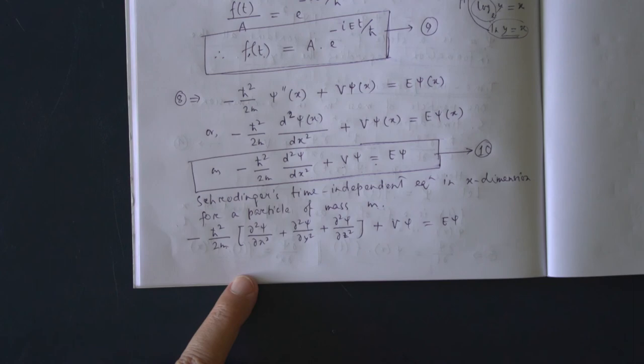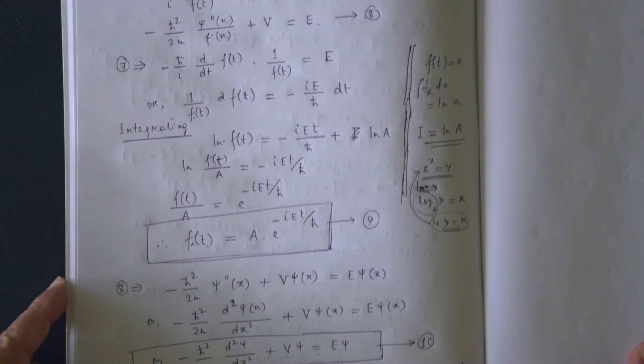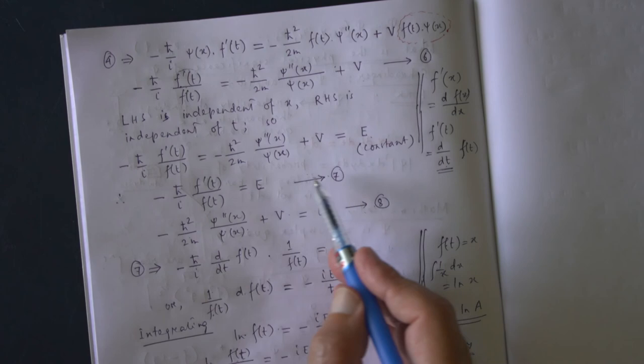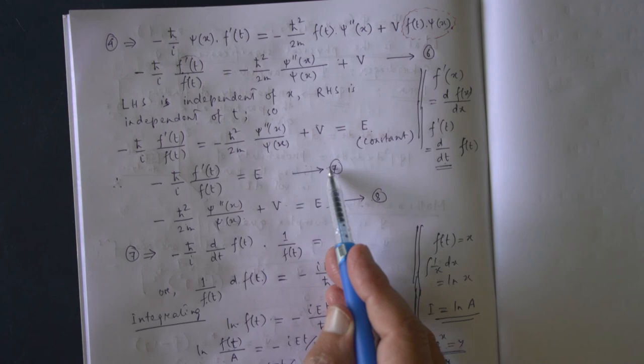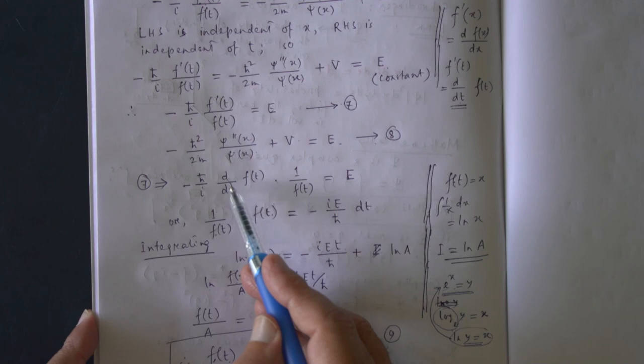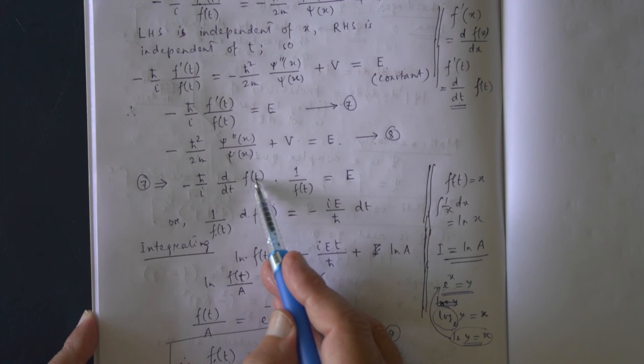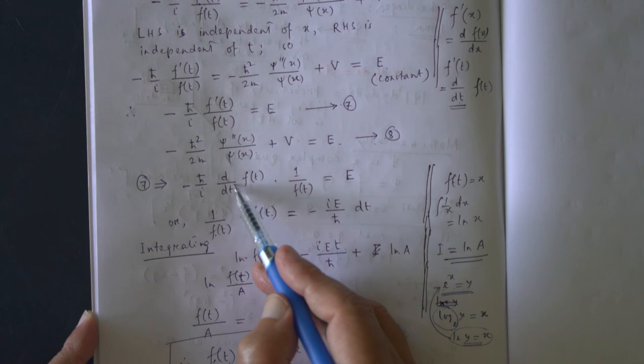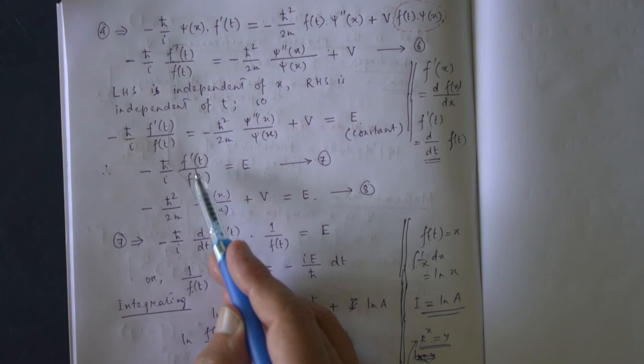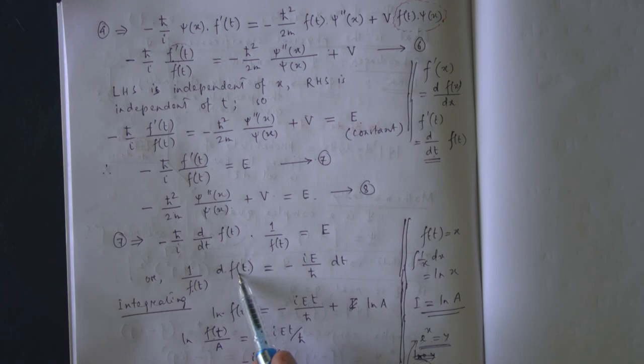Now here you see we have solved equation 7. After solving this equation, which is basically a first order differential equation, to solve a differential equation means to find out the value of the function. So we have found out the value of the function.